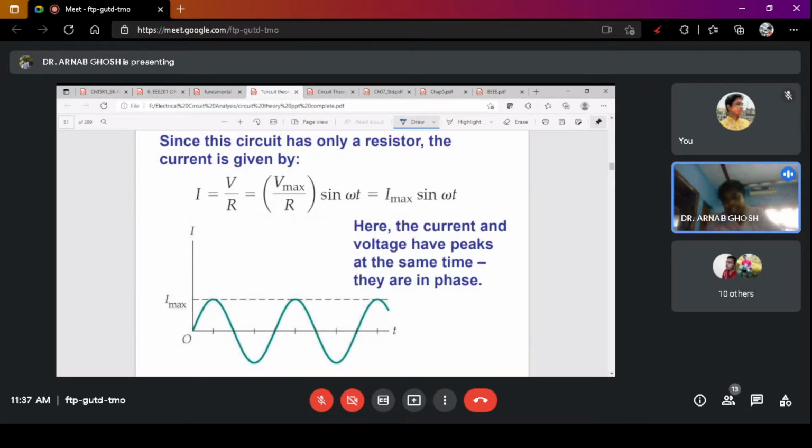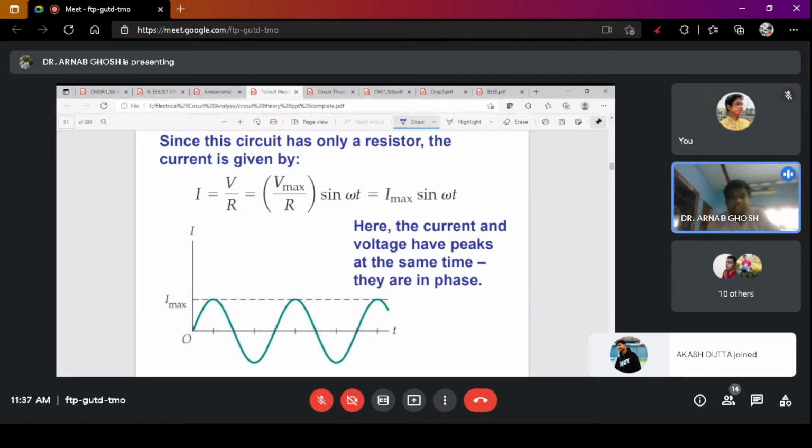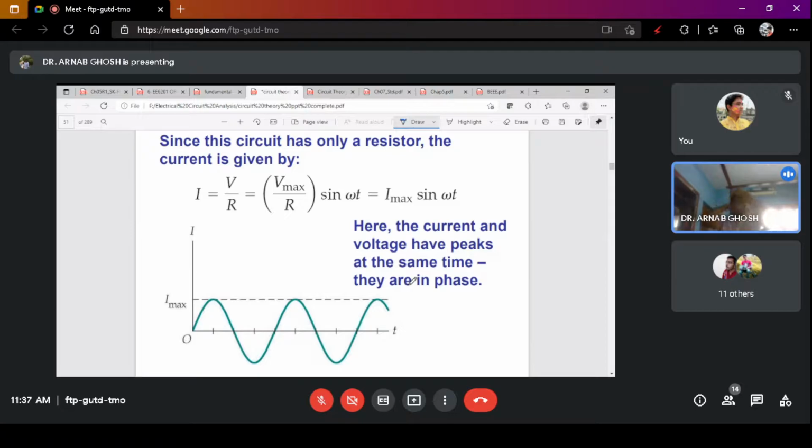Now I am considering a purely resistive circuit, right? So when it's a purely resistive circuit, how do you get the value of the current? The value of the current is nothing but V divided by R. So what is V? Your V is V max sine omega t, divided by R. This is your current value, V max sine omega t by R, and V max by R will give you I max sine omega t.